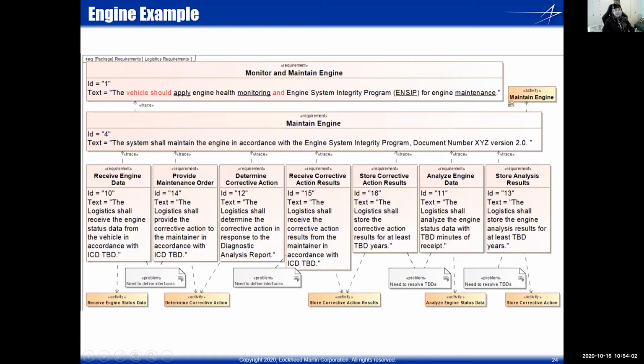After the maintainer did the corrective action, they're going to receive that corrective action, again, in accordance with some interface control data, and they're going to store it. And then you want to think about how long do you want to store that information for? For my own personal car, I store that information for as long as I have the car. And I used that information one time because my car broke down and we went out and we got it fixed. And then the car broke down again, we went out and got it fixed. And I looked at my log like, you know, I just fixed that exact same problem 9 months ago.